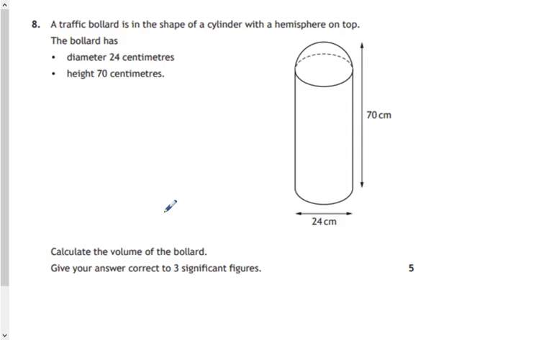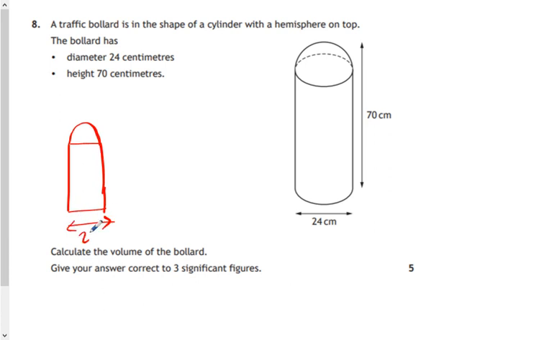Okay, carrying on. Question 8. A traffic bollard is in the shape of a cylinder with a hemisphere on top. The bollard has a diameter of 24 centimeters and a height of 70 centimeters. Calculate the volume of the bollard, giving your answer to 3 significant figures. So what we've got is, if we just look at this in profile, a cylinder with a hemisphere on top.